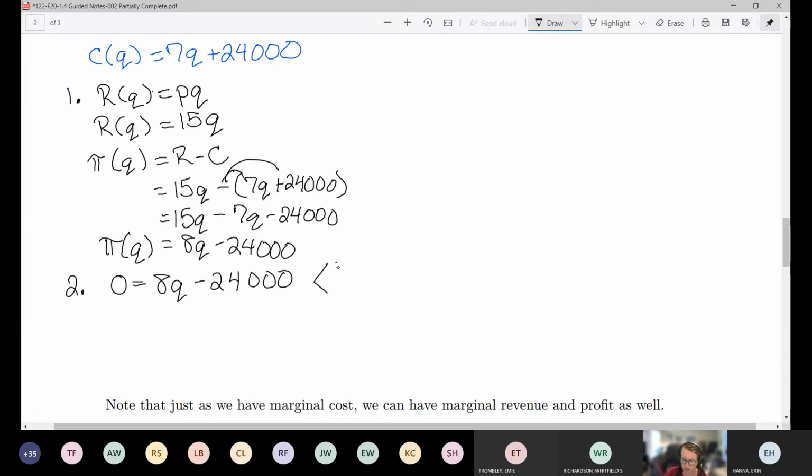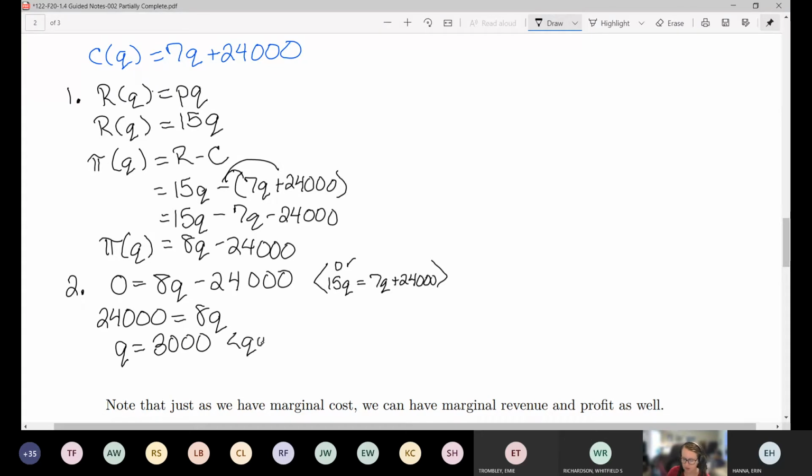But let me put over here, or 15Q equals, just to remind you that whichever one you do, you're going to get the same answer at the end of the day. So if we add 24,000 over to the other side, and divide by 8, you get Q equals 3,000. This is the break-even quantity.